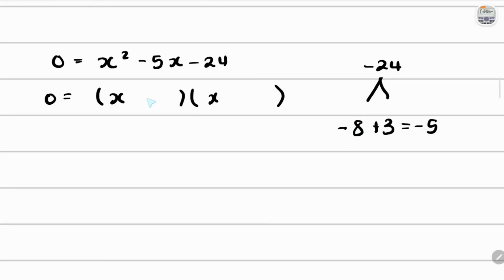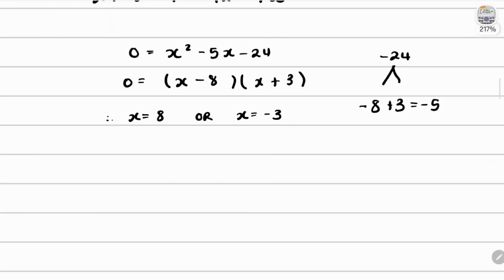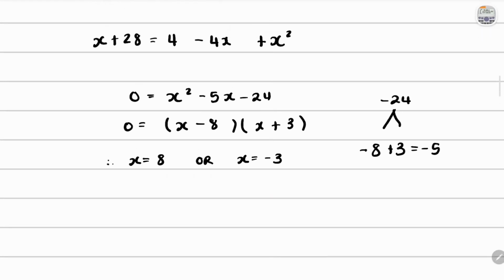There we go. So this is going to be minus 8 and plus 3. Okay. So now we can solve for x. So it means that x is either equal to positive 8 or x is equal to negative 3. And then the last step, we need to check if these answers are valid.